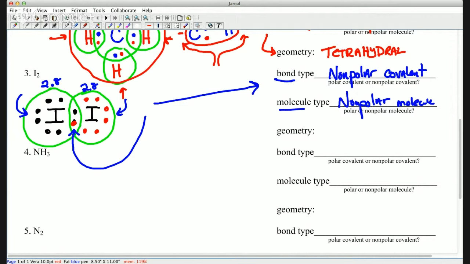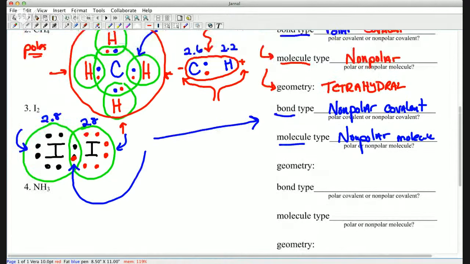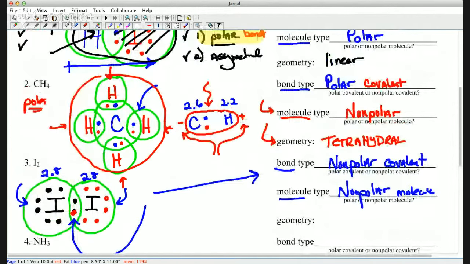They are different. You need to have a polar bond to have a chance to be a polar molecule. But like I just showed you, having a polar bond doesn't mean that the molecule is automatically a polar molecule. All right?